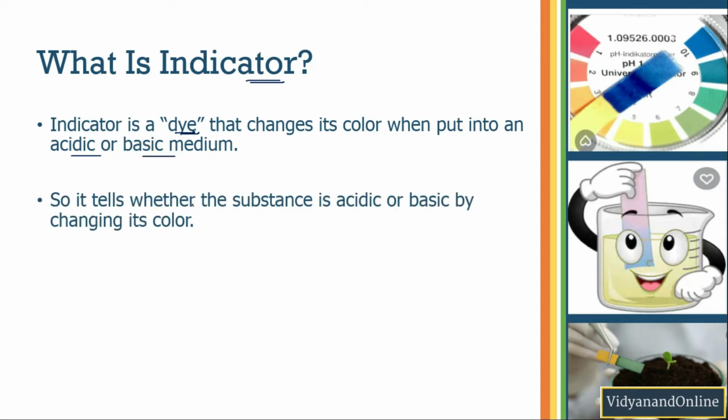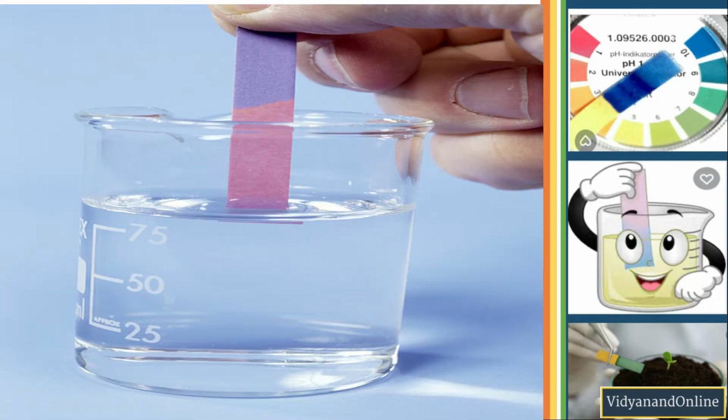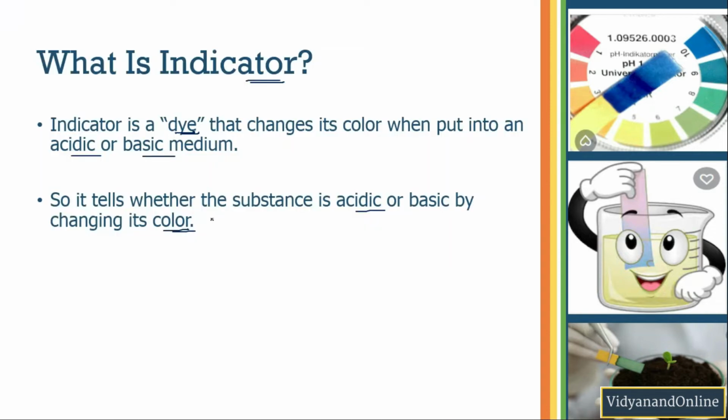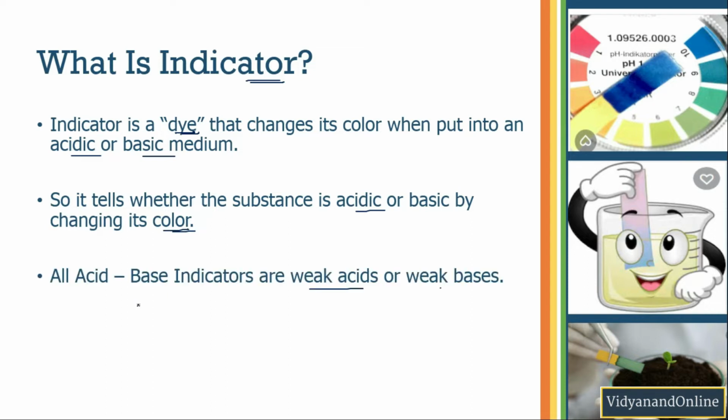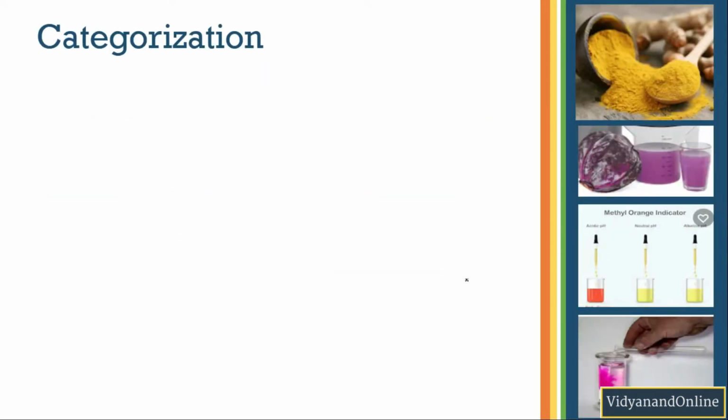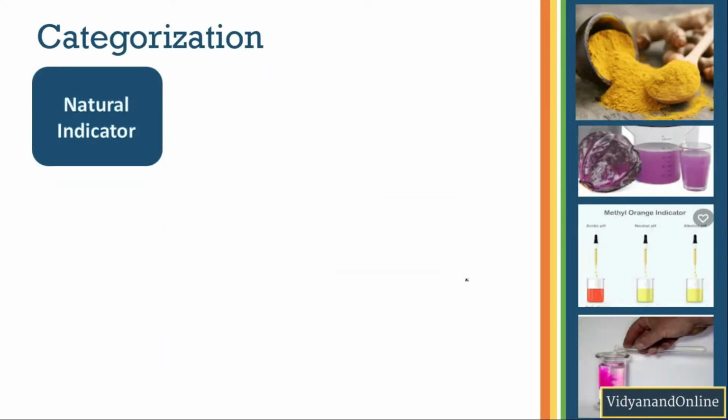It tells whether the substance is acidic or basic by changing its color. Whenever you put an indicator in an acidic or basic medium, it changes its color to tell you whether the medium is acidic or basic. I'll show you how. All the acid and base indicators which we are going to study now will be weak acids or weak bases. Let us categorize them.